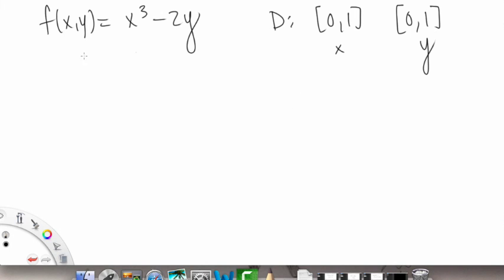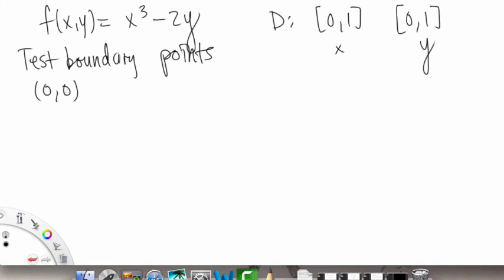So what we're going to do is test the boundary points. And for this, I'm going to say the boundary points are 0, 0. That's one of the corners of our boundary. Another corner would be 0, 1. Another corner would be 1, 0. And the last one would be 1, 1. Okay, so we're just going to test those out and see what kind of values we get.